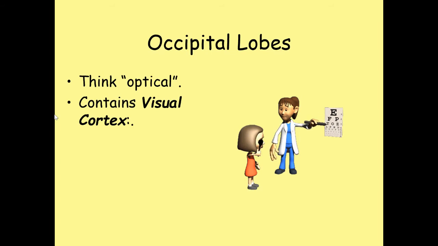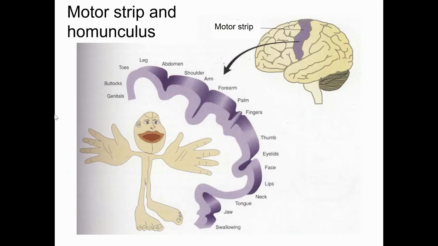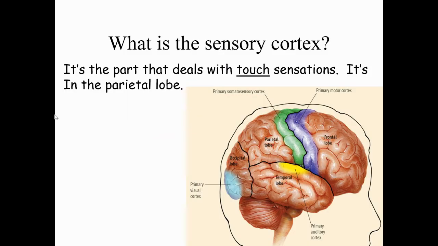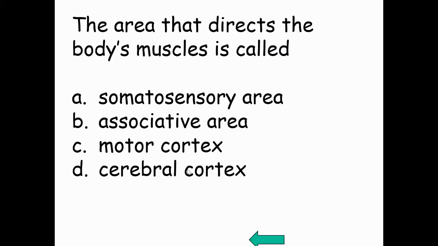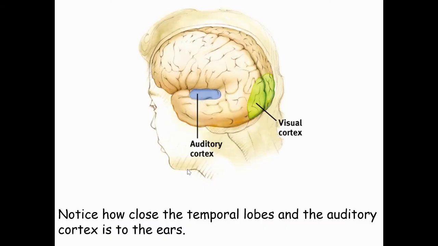Occipital lobe. Think optical. Occipital lobe, optical. It's in the back of your brain. Okay, look at your notes. The occipital lobe is in the back. Okay, it's in the back right here. And your occipital lobe contains your visual cortex. So think about this. What would happen if you got a tumor on your visual cortex, a tumor on your occipital lobe? What do you think would happen if you damaged it? Then you would have trouble seeing. You might go blind. Okay.